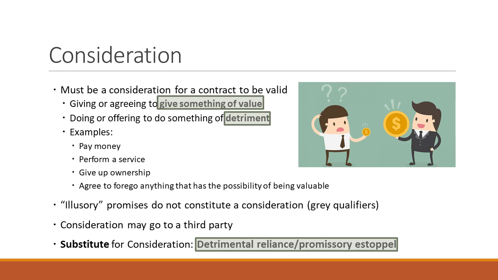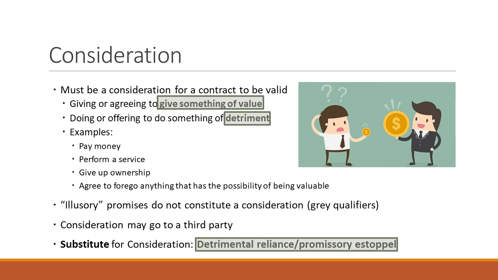Consideration is broken down into these three points. Giving or agreeing to give something of value. There was a movie years ago called Trading Places with Eddie Murphy, where there was a bet between the parties for a dollar. So consideration, something of value, could be as small as a dollar. You could enter into an agreement, even though the other side is providing something massive and worth lots of money. If the other side pays you even a dollar, that's considered consideration because it is something of value.